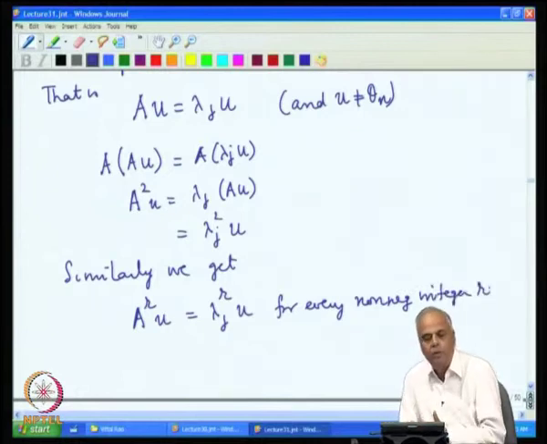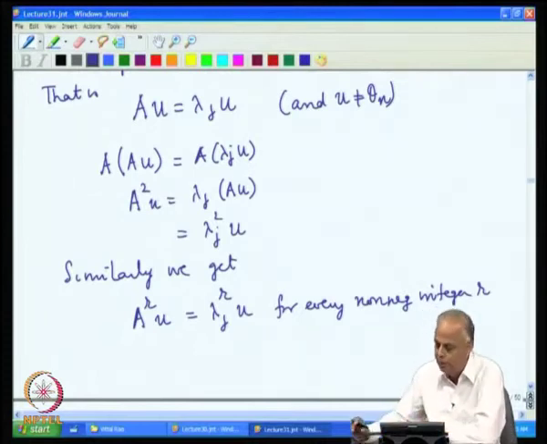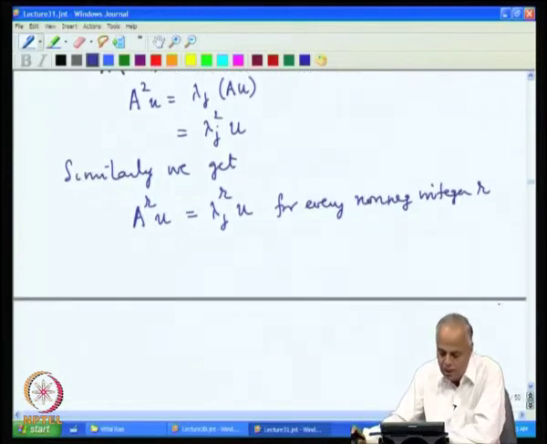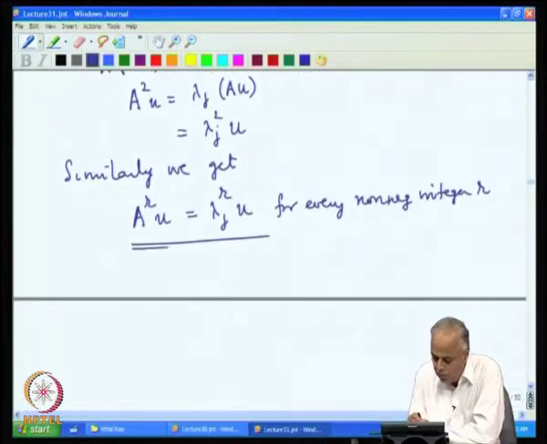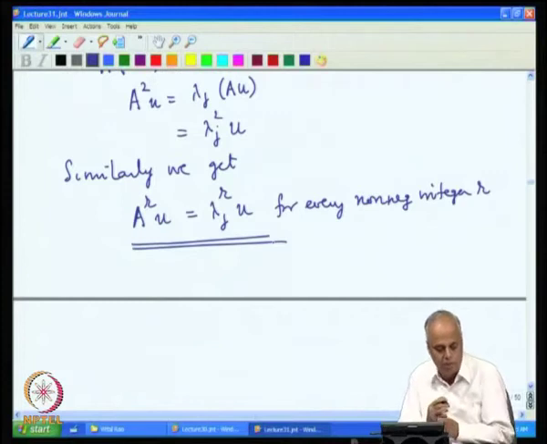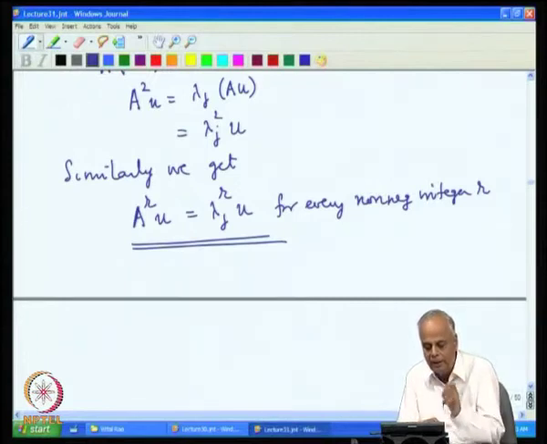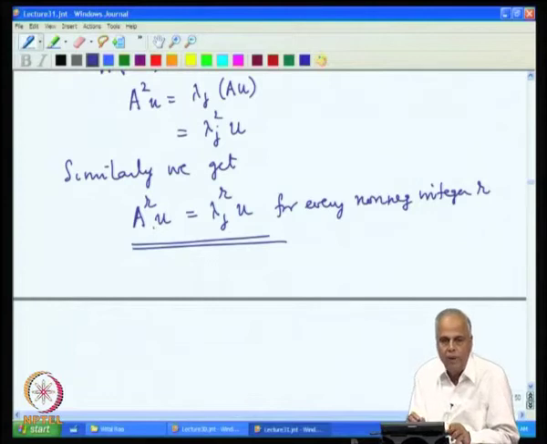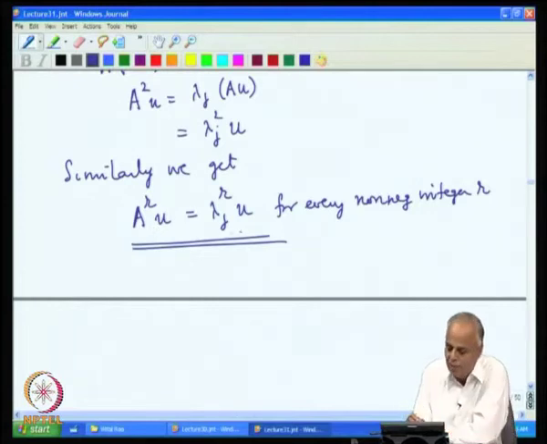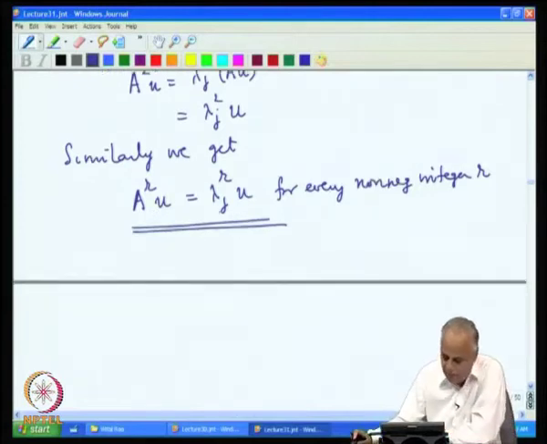A cubed u will be lambda j cubed u, A power 25 u will be lambda j to the power of 25 u and so on, and in general A power r u will be equal to lambda j to the power of r u. So, therefore, if u is an eigenvector, then to calculate the power of the matrix A acting on u, all we have to do is take the power of the eigenvalue and multiply it with the vector.